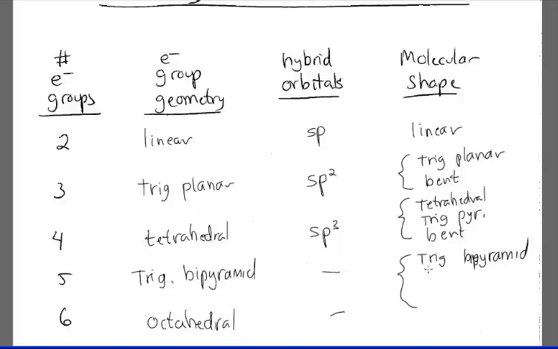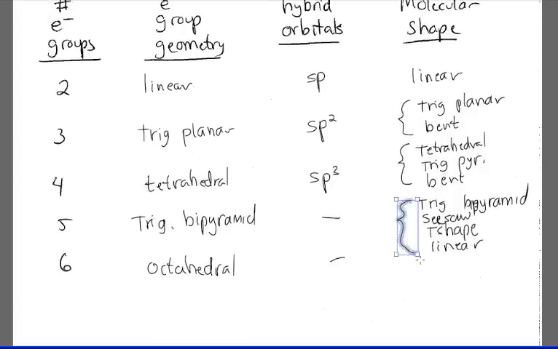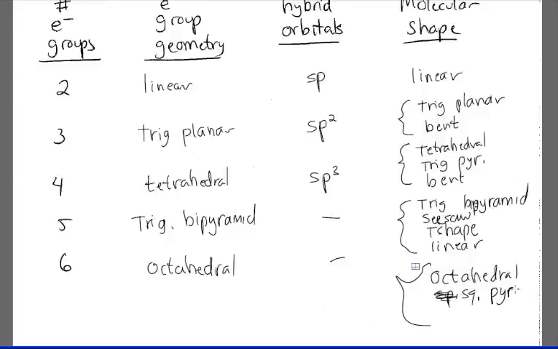All right, and then for trigonal bipyramid, you have trigonal bipyramid, you have seesaw, you have T-shape, and you have linear options, all with those groups. And then finally, octahedral. I have to move it down. You have a choice of octahedral shape, or you might have square pyramid, or you might have square planar.